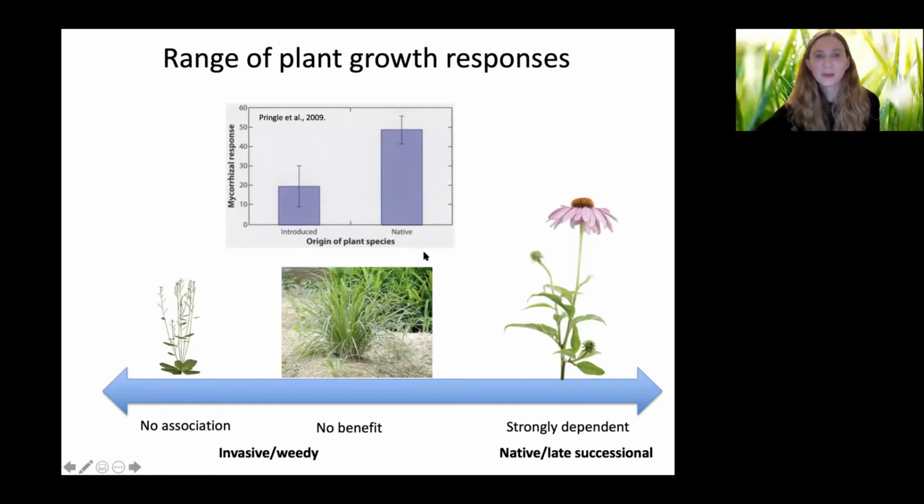So several years ago, Pringle et al. did a meta-analysis where she looked at this question to see if native plant species had a stronger growth response to mycorrhizal fungi than introduced species. She looked at a bunch of different studies in the literature, and she found overall that the native plant species had a stronger growth response to mycorrhizal fungi than the introduced species. But other studies have shown that it also may have to do with plant successional stage or plant functional group. So it's still relatively unclear what the best predictor is for plant response to fungi.